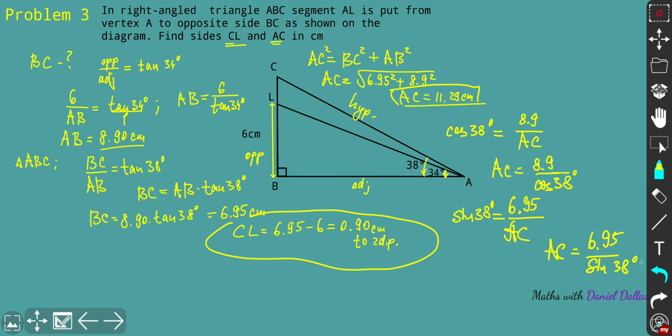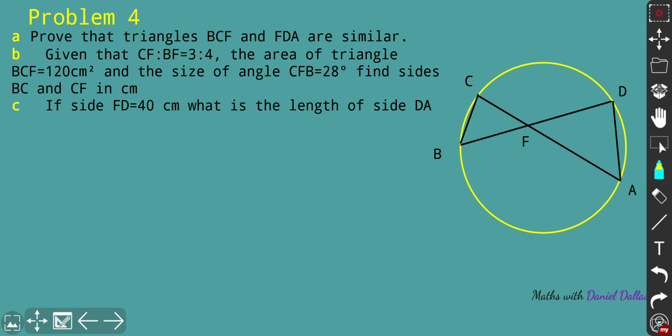All right, so that was problem 3. I'm pretty sure it's really medium level. I'm going to say even more, it's easier medium level. If you know trigonometric ratios, it's not a problem for you. And in the next video, we'll consider problem 4.